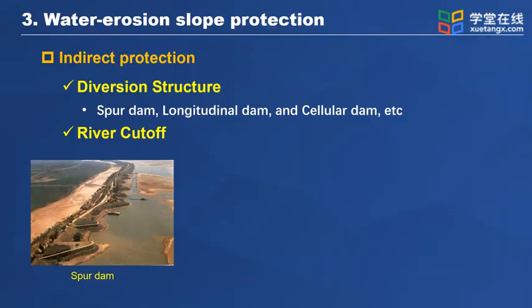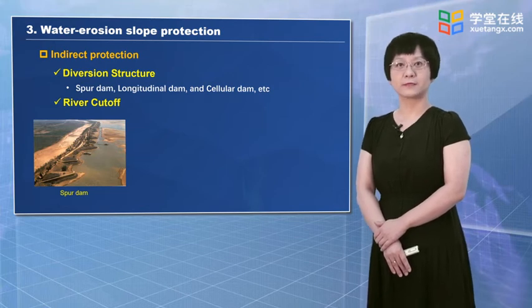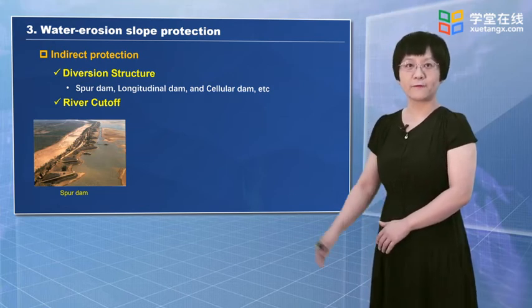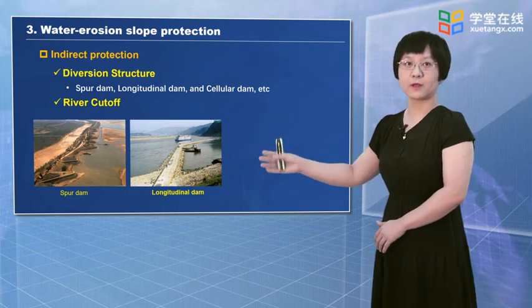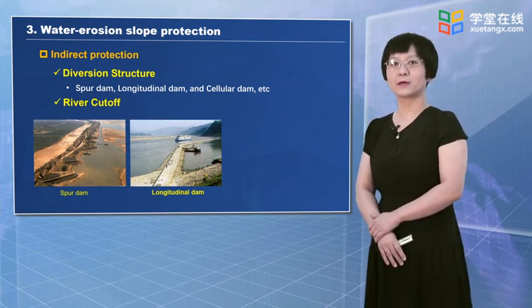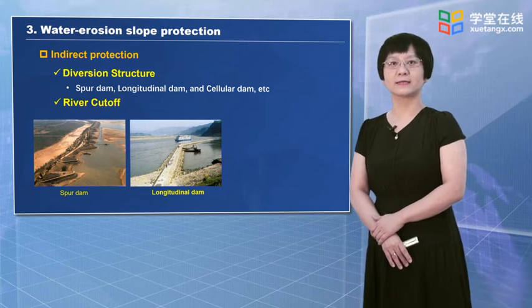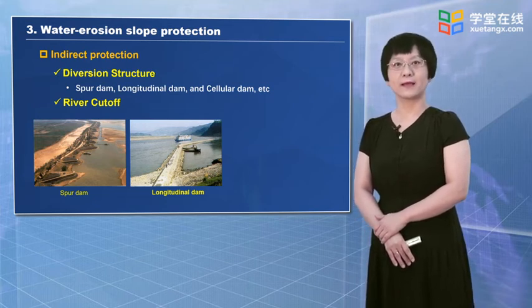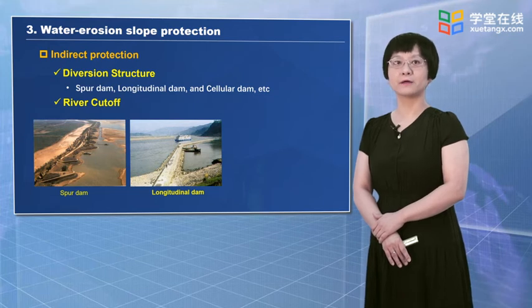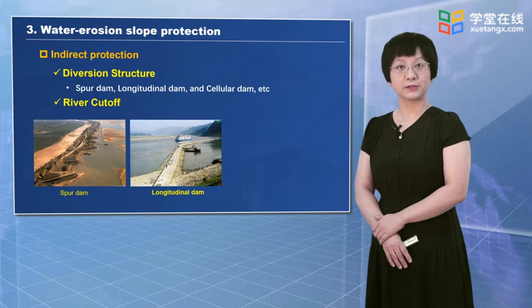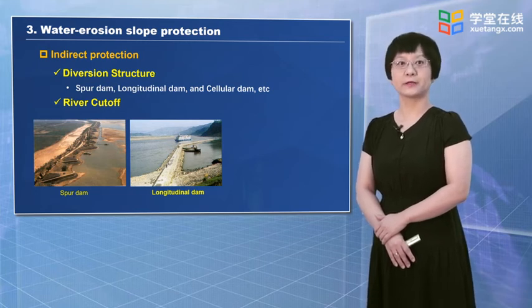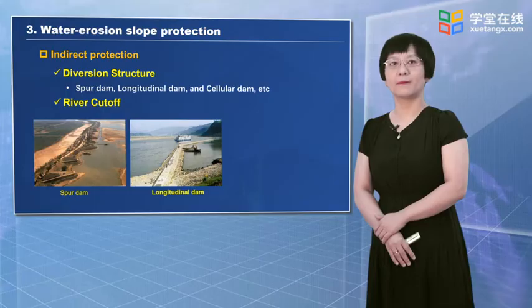The figure shows the spur dam, of which one side is connected with the river bank, the other side extended to the river channel. The spur dam forms a certain angle with the flow. The figure shows the longitudinal dam, which one side is connected with the river bank, and the extension direction of dam body is basically consistent or parallel to the diversion line. The cellular dam is set between the longitudinal dam and river bank, showing grid distribution in horizontal plane.